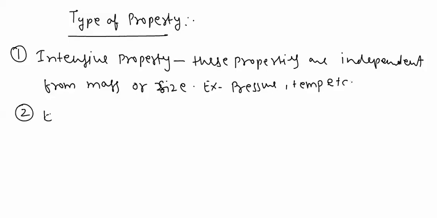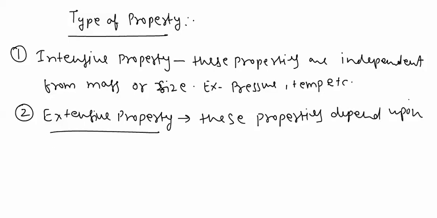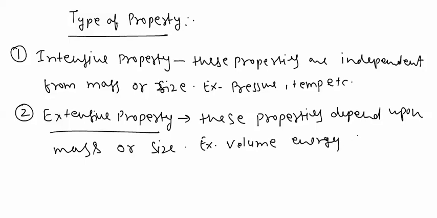Second is extensive property. These properties depend upon mass or size. Examples: volume, energy, entropy, etc.